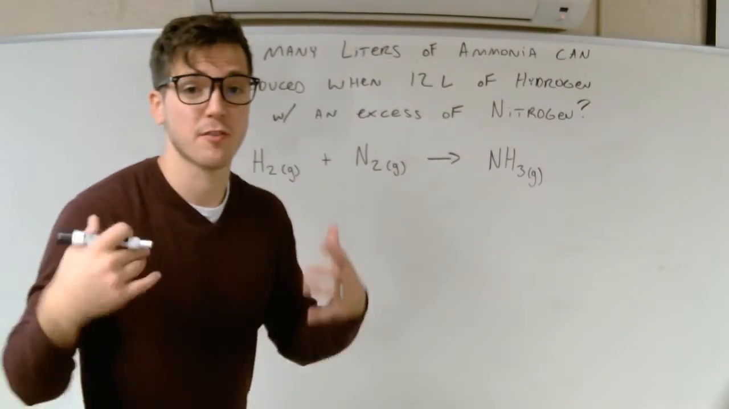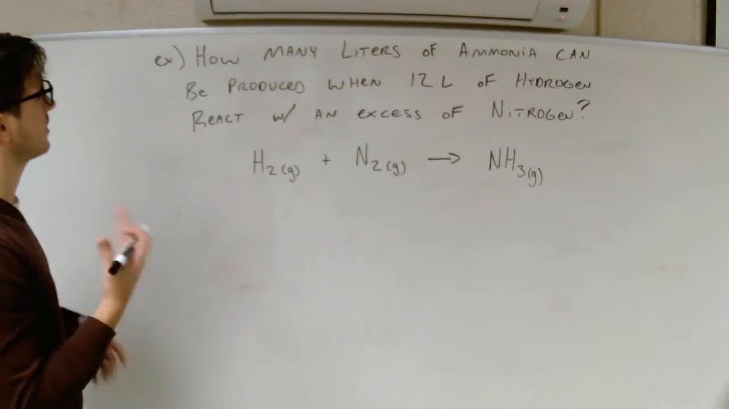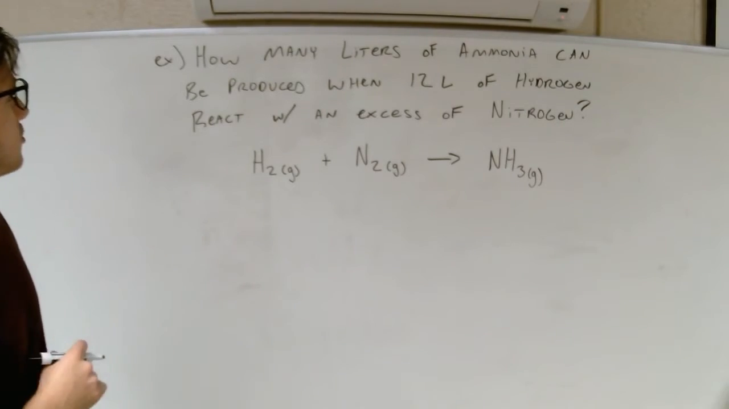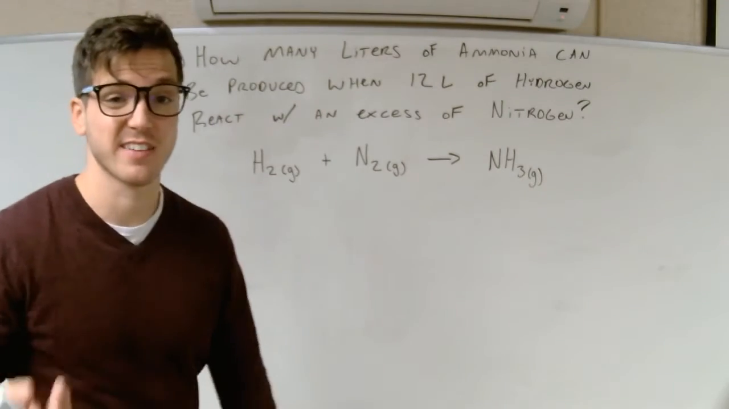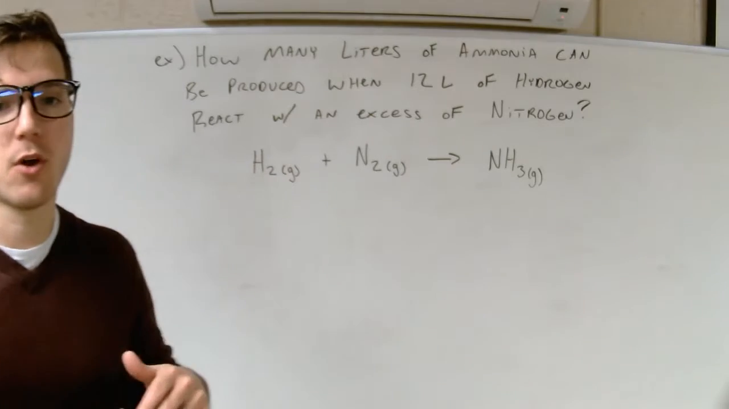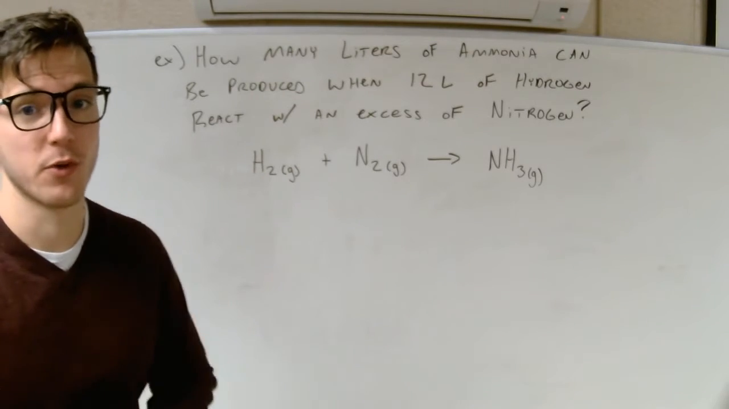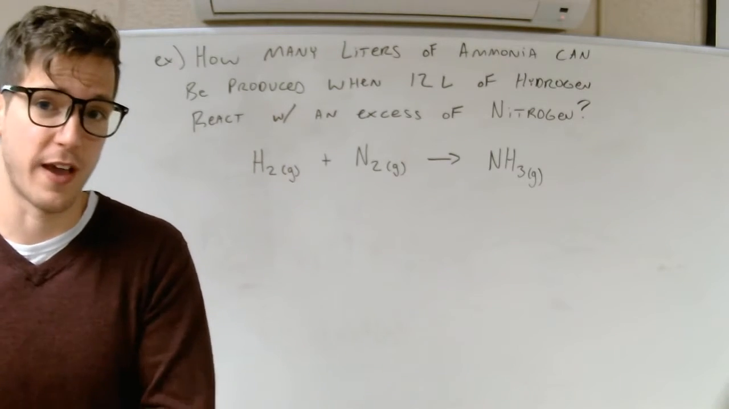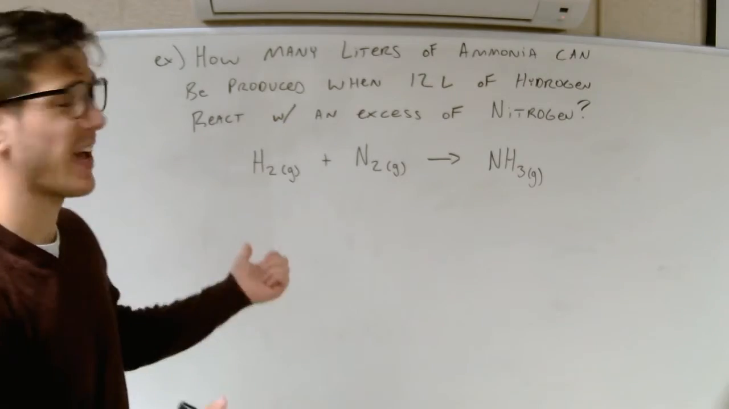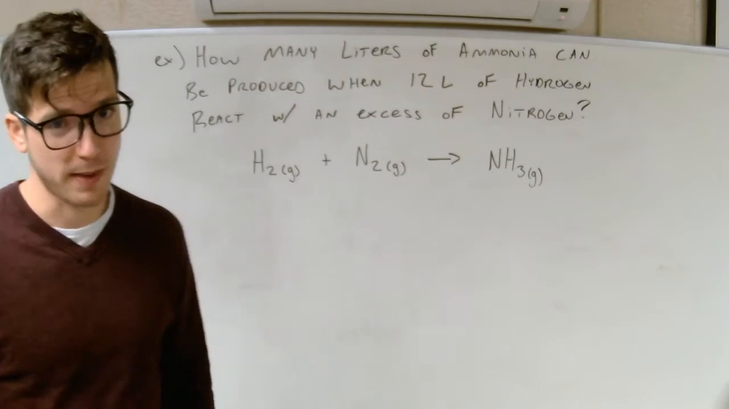Alright everybody, here's our first problem. How many liters of ammonia can be produced when 12 liters of hydrogen react with an excess of nitrogen? So all we're doing here is we're going from liters of hydrogen to liters of ammonia. We got a chemical equation here. Let's make sure that's balanced first.